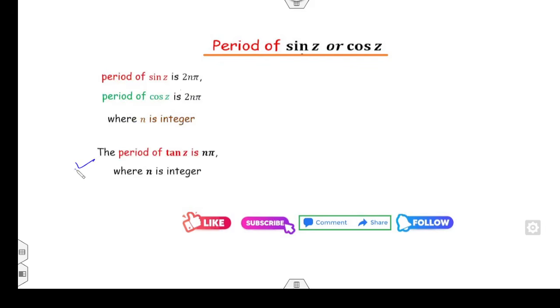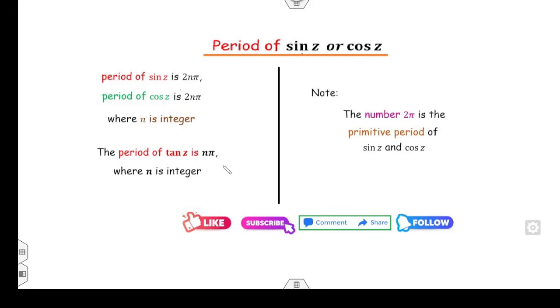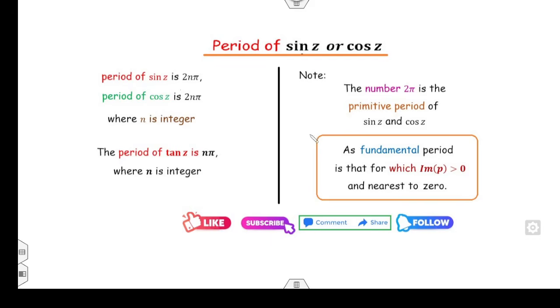The period of tan z is n pi, where n is an integer. The number 2 pi is called the primitive period of sin z and cos z. One very important property here is the fundamental period, whose imaginary part is greater than 0.